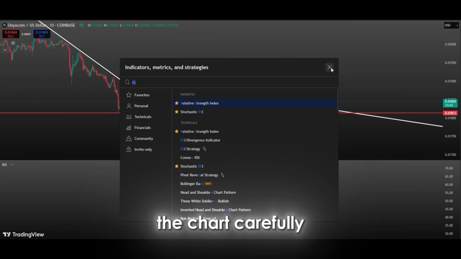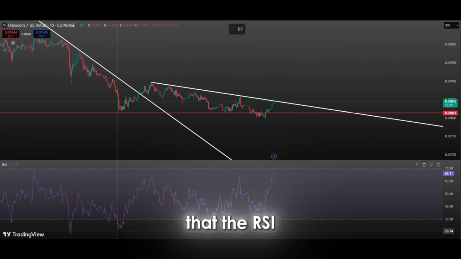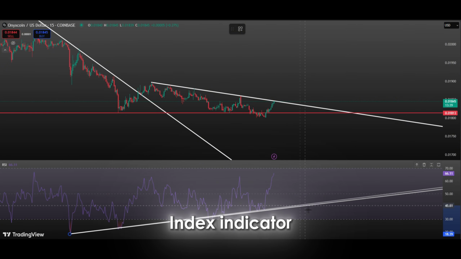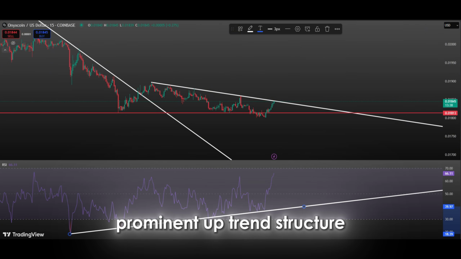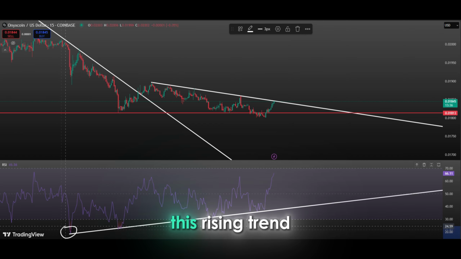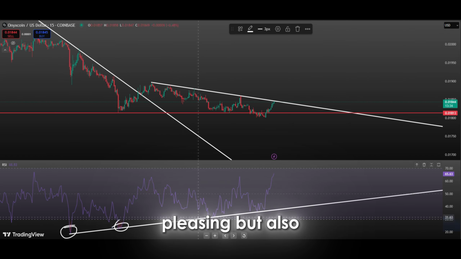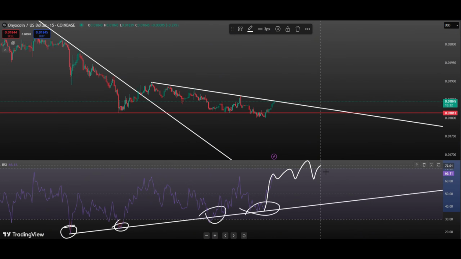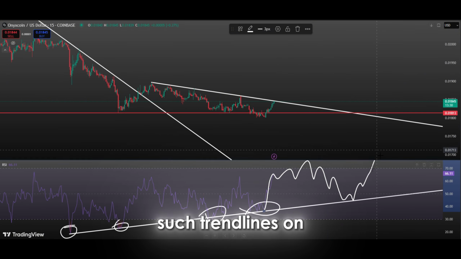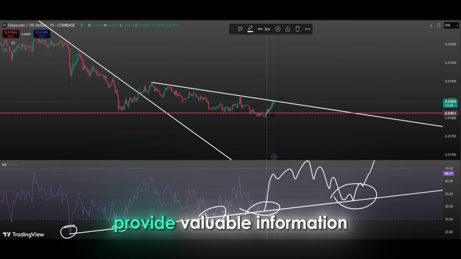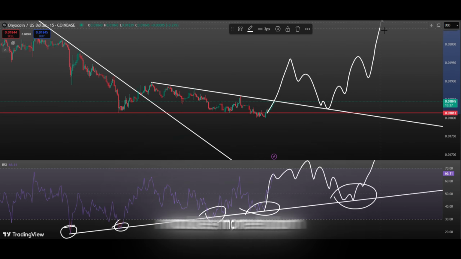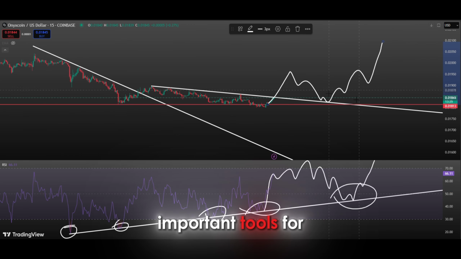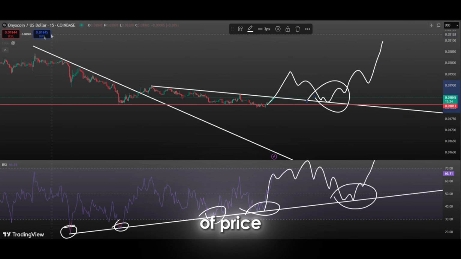If we examine the chart carefully, we can see that the RSI, the Relative Strength Index indicator, has a very prominent uptrend structure. This rising trend line is not only aesthetically pleasing, but also serves as a critical reference point for technical analysis. This is because such trend lines on the RSI provide valuable information about the direction and strength of market momentum, and are also important tools for predicting the future of price action.